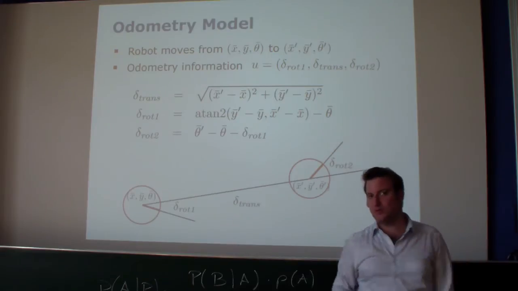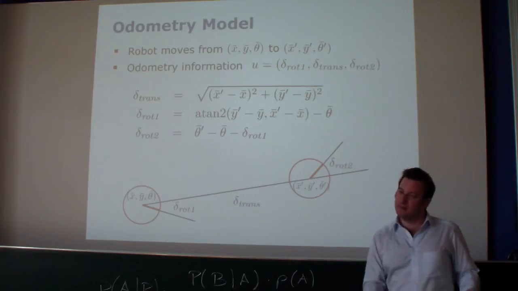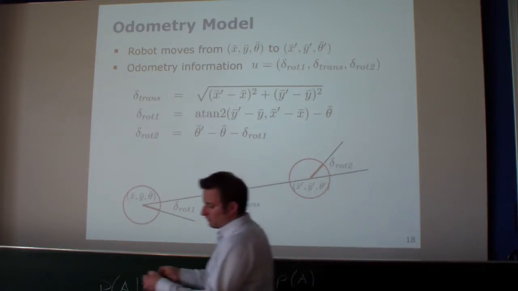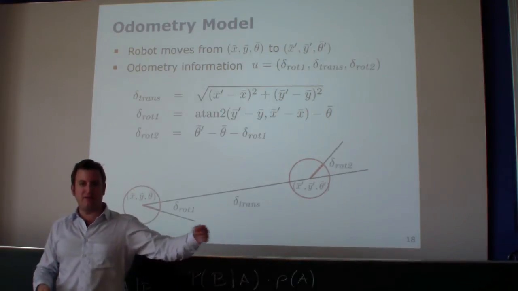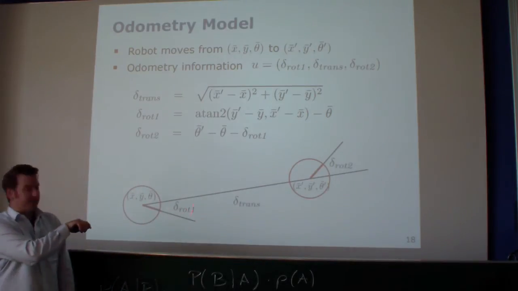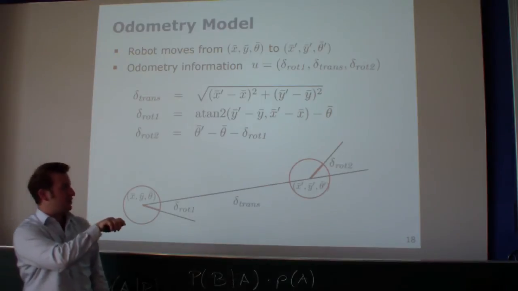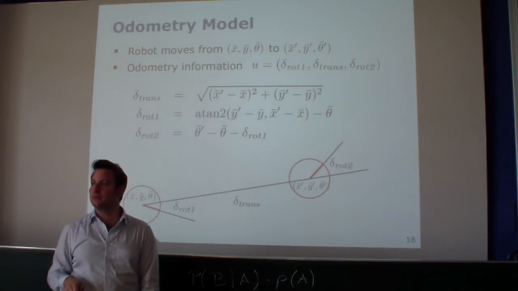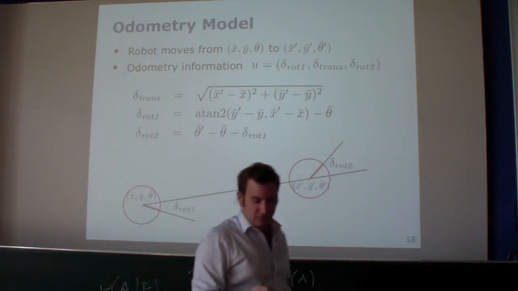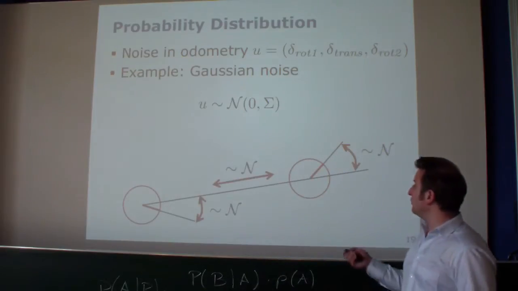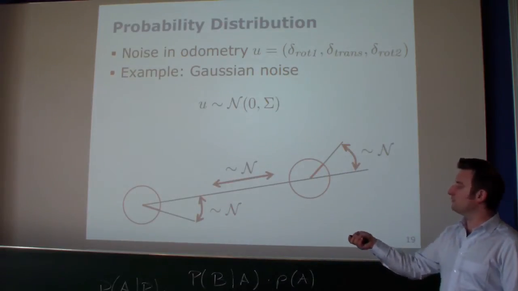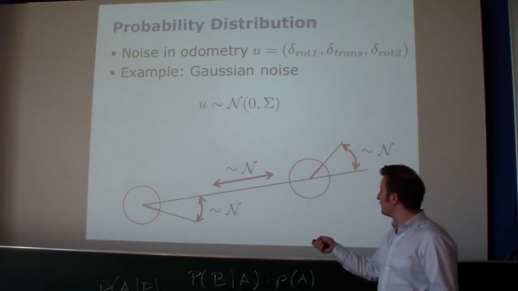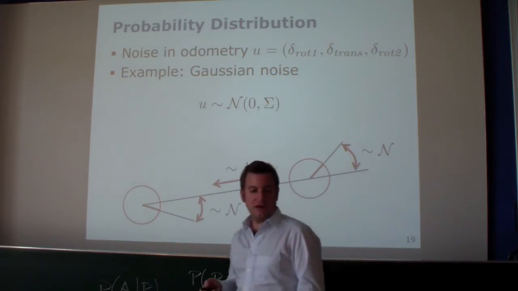The other way is what you said: since we moved somewhere to this new location, like this movement, we have an error in the first rotation, we have an error in the translation, and we have an error in the second. And this is what the system normally does. So you assume a Gaussian error in the first rotation, a Gaussian error in the translation, and again a Gaussian error in the second rotation.